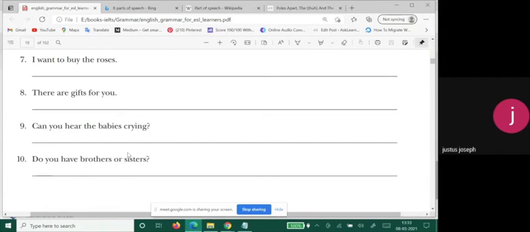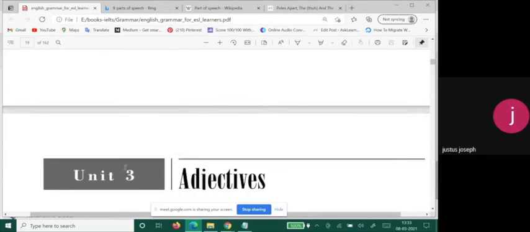When verbs come, we will go there. Okay, so that is one difference. I just touched that area right now. Okay, do you have brothers or sisters? Do you have a brother or a sister? Okay. Chalo.